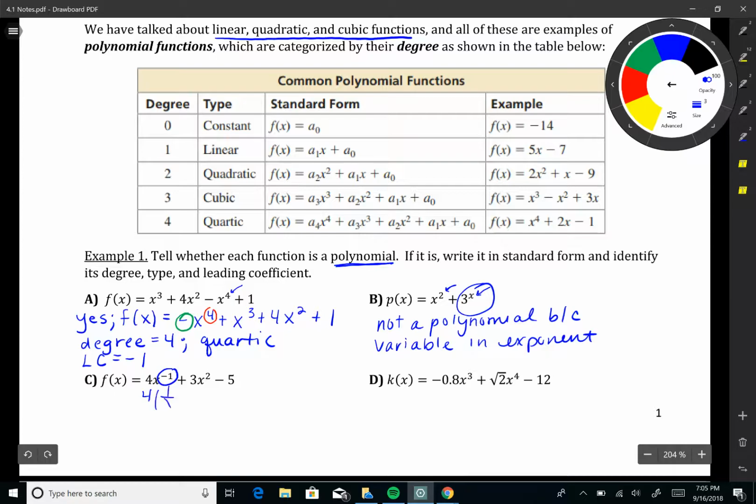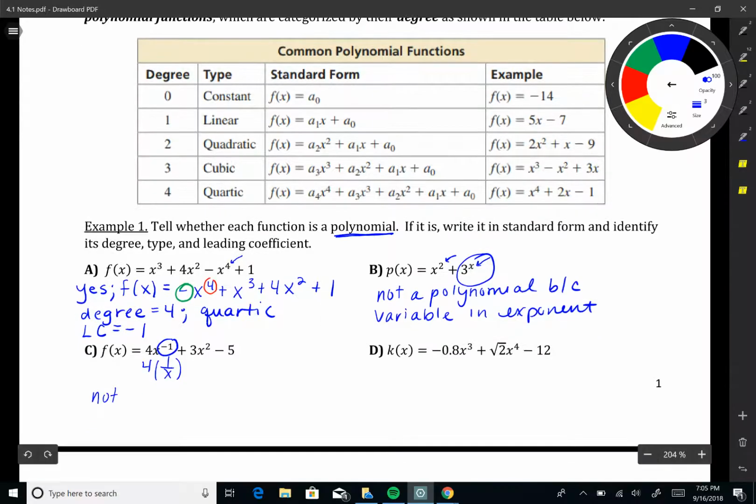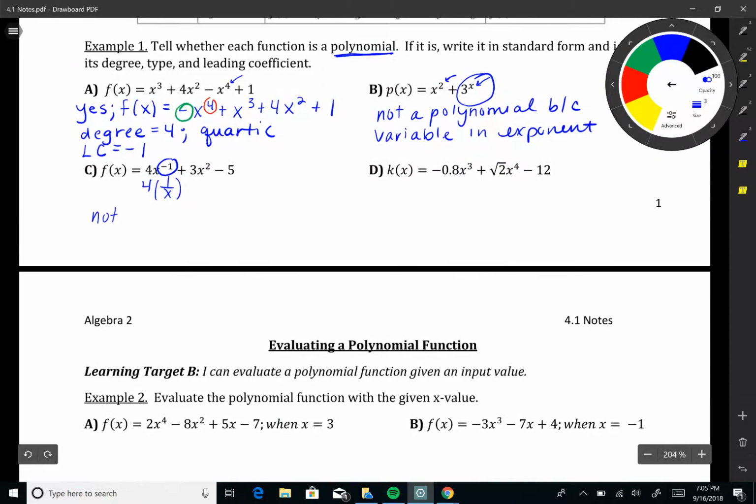times 1 over x. If you remember that negative exponent property, to make it positive, you move it to the bottom. So this makes this a rational function, actually, which we're going to get to in a couple sections. But moral of the story, this is not a polynomial, and that is because there is a negative exponent.